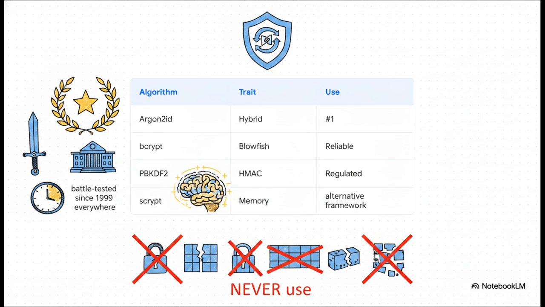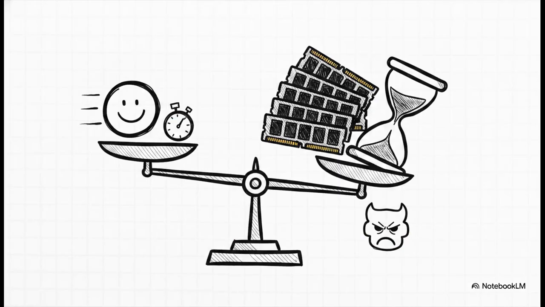Whatever you do, never ever use SHA-256, SHA-512, or MD5. Since Argon2id is the absolute gold standard right now, let's look at how you actually tune it. It uniquely tunes time, memory, and parallelism to offer the absolute best defense. OWASP recommends these minimum tunable parameters to balance the scales: a time cost of 2 iterations, a memory cost of 46 megabytes, and 1 degree of parallelism.